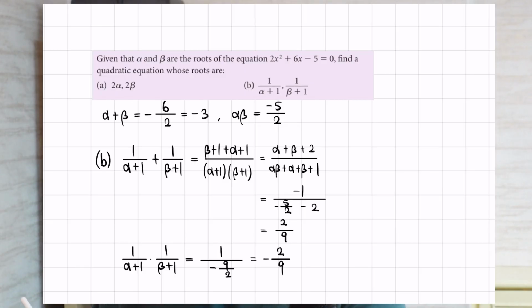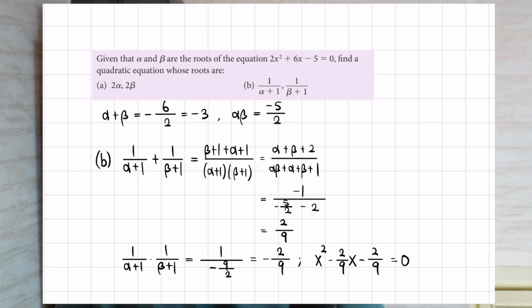So for the final result, we would have x squared minus (alpha plus beta), which would then be negative 2 over 9, minus 2 over 9 x, and then minus 2 over 9 equals 0. This is the new quadratic equation.